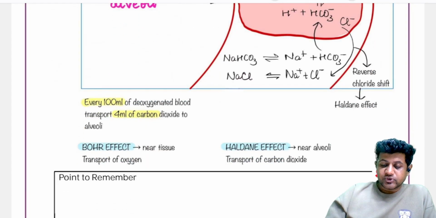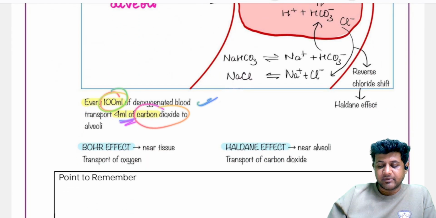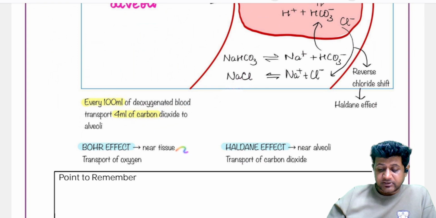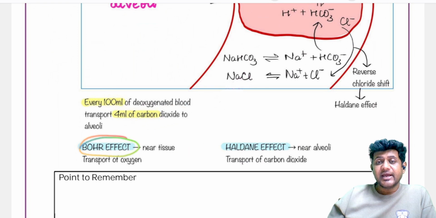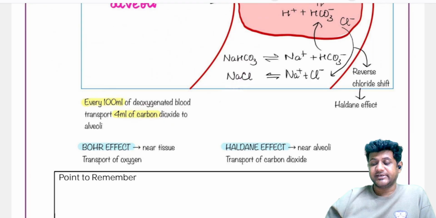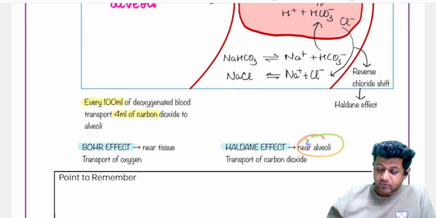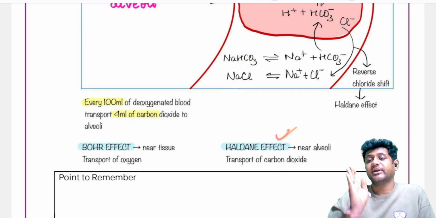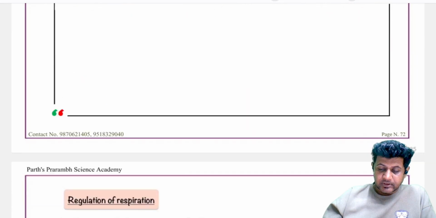All right. So at every 100 ml of deoxygenated blood, 4 ml of carbon dioxide will be transported. What is happening at the tissue for transport of oxygen is called Bohr's effect, where the graph is moving towards right. And what is happening towards the alveoli is called the Haldane effect, where the graph will move towards left. All right.